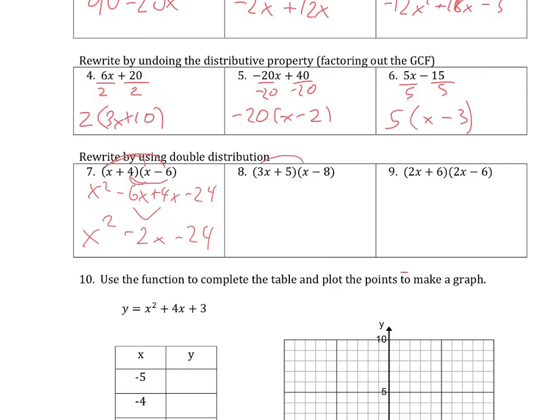3x times 1x is 3x squared. 3x times negative 8 is negative 24x. 5 times 1x is positive 5x.